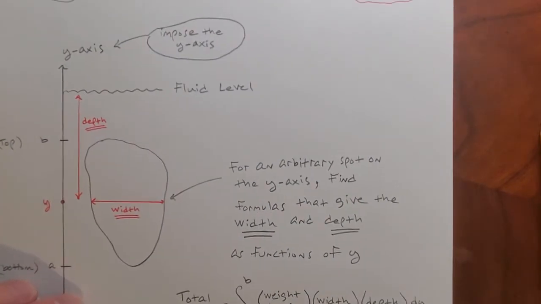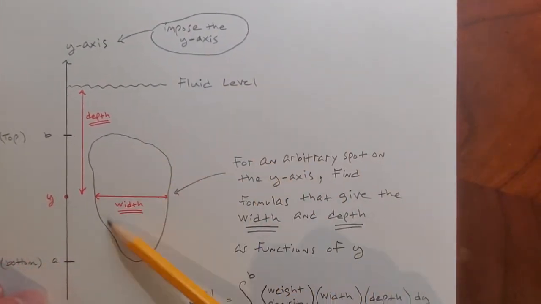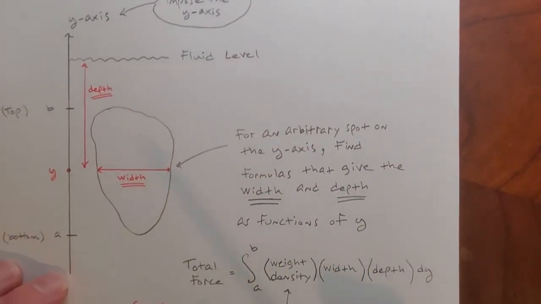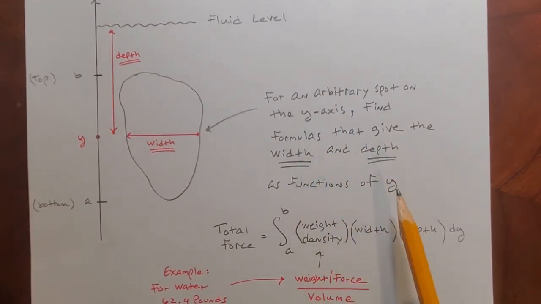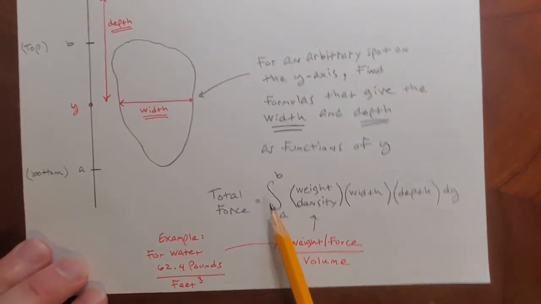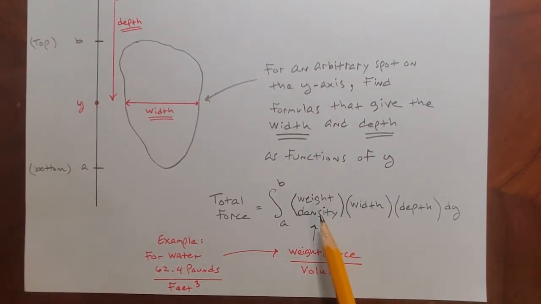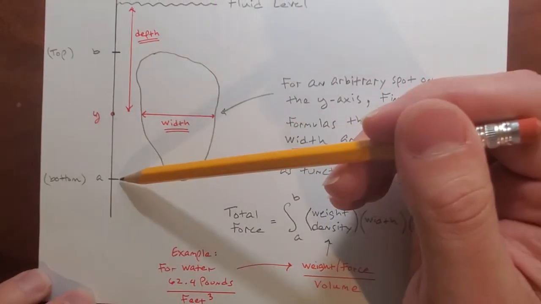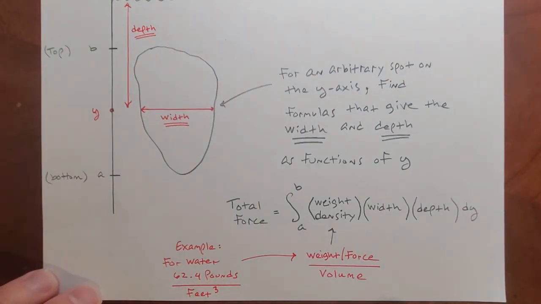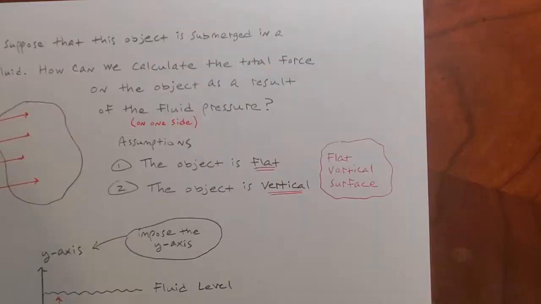Because remember, here's my procedure. You take the surface that the pressure's applied to. You find out how to express the width and the depth as functions of y. And then your integral is made up like so. Weight density of the fluid that's involved times the width and depth as conceived up there. Okay? Bounds of the integral are a to b. That's the bottom to the top of the surface that's in contact with the fluid. All right. So let's see if we can do that now with an example.